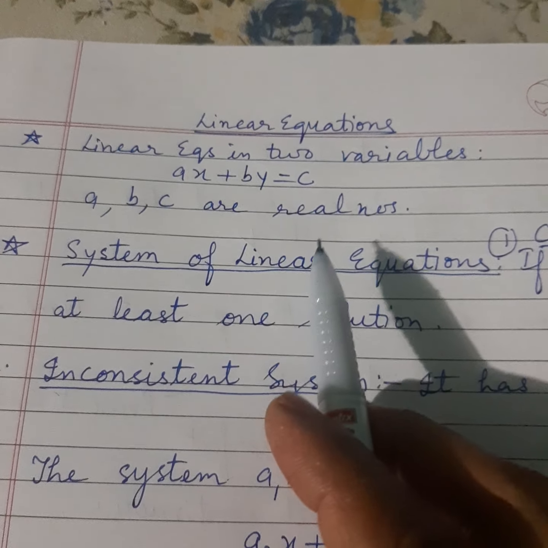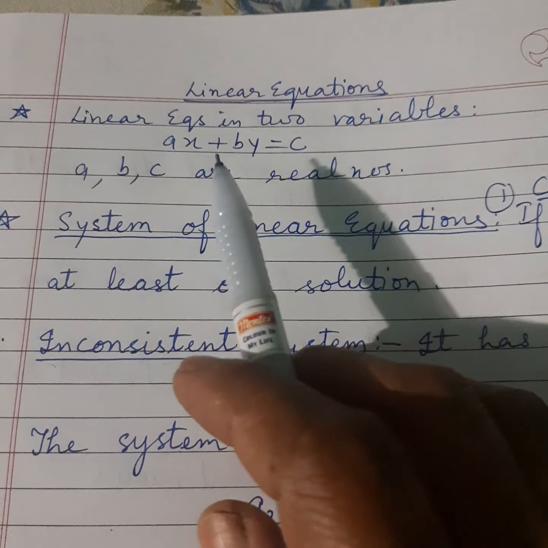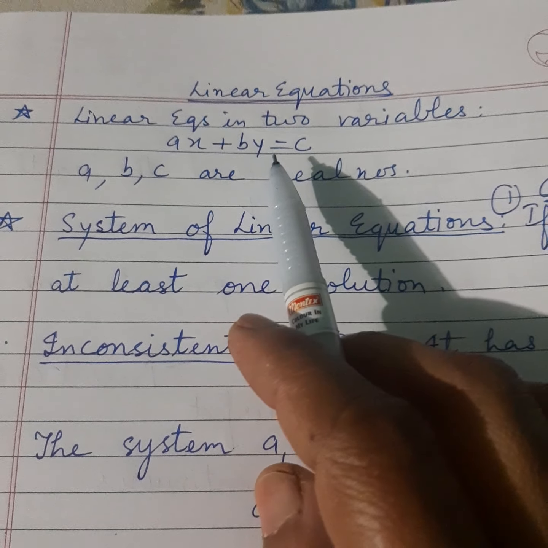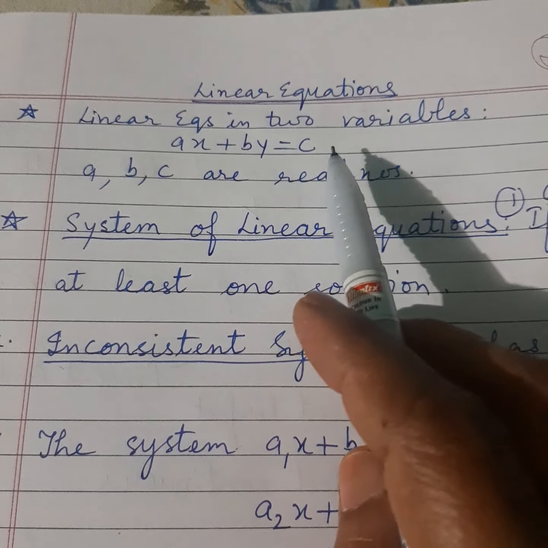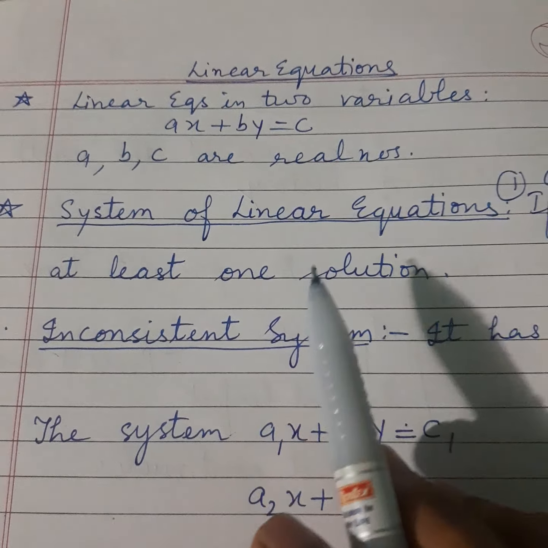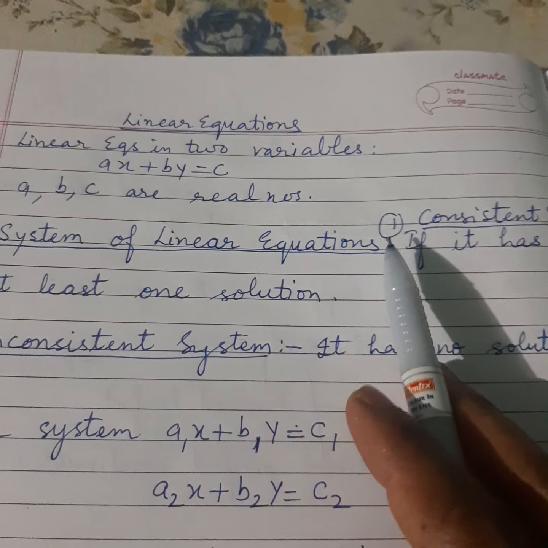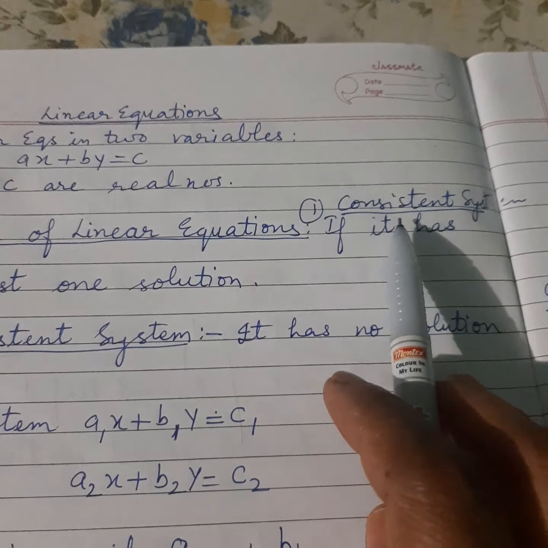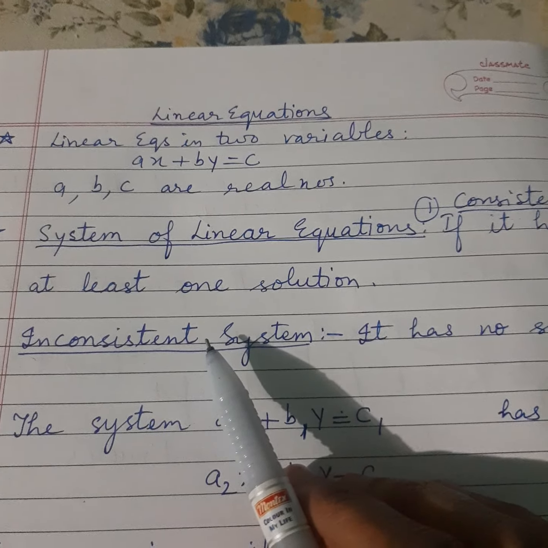In the last class I told you that a linear equation in two variables is of the form ax plus by is equal to c, where a, b and c are real numbers. A system of linear equations can be divided into two categories. First is consistent system and second is inconsistent system.